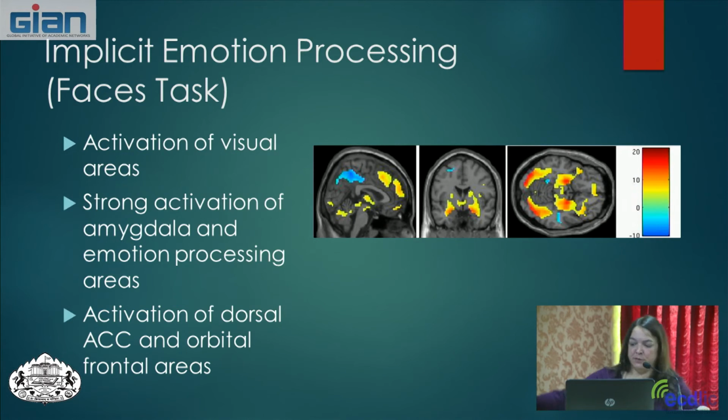So what you're looking at here is a group map. So we had a lot of subjects. We put them together statistically, and you can see that the amygdala lights up really nicely in this task.